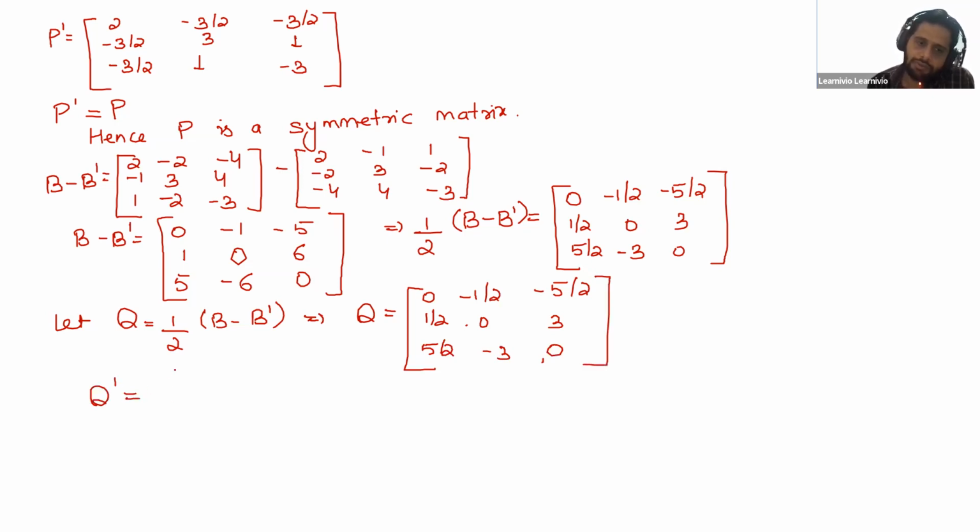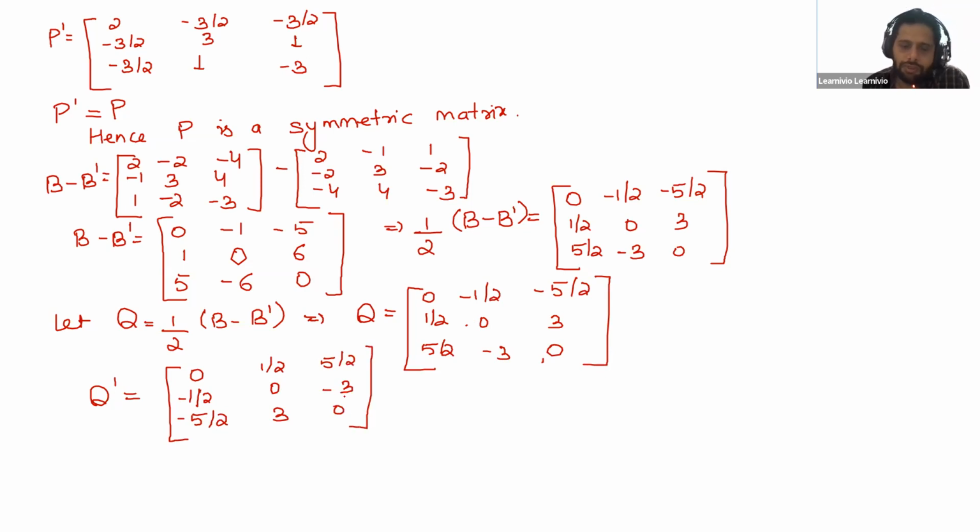So Q transpose is equal to, first row becomes the first column. So 0, minus half, minus 5 by 2. Next, 1 by 2, 0 and 3. Next is 5 by 2, minus 3 and 0. So Q transpose is equal to this.